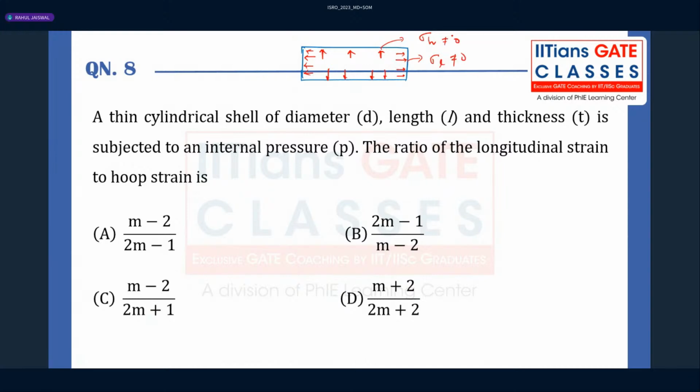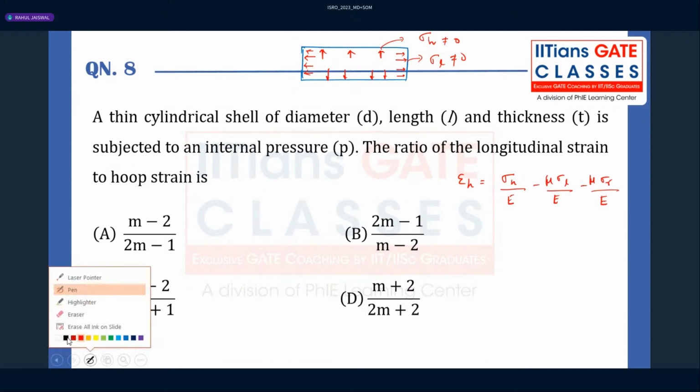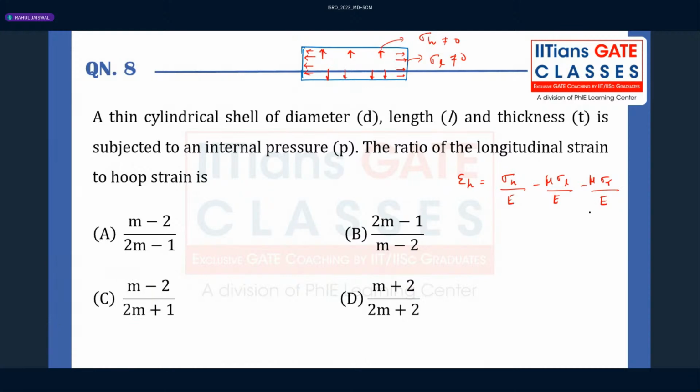Because of these two, there will be strain also developed. First, we will call this the hoop strain. That is nothing but sigma h upon E minus mu sigma L upon E minus mu sigma R upon E. But generally, in case of a thin cylindrical pressure vessel, we neglect the radial stress.